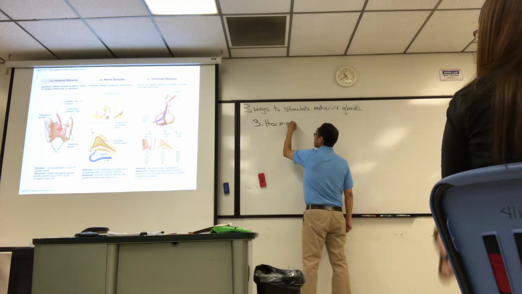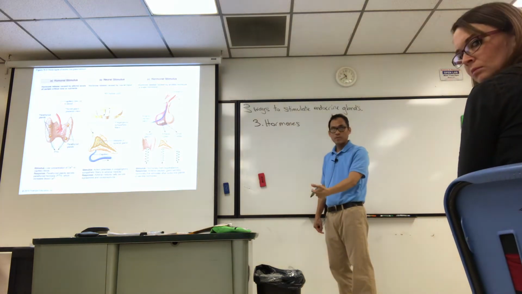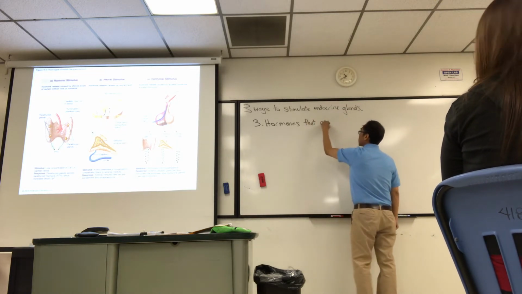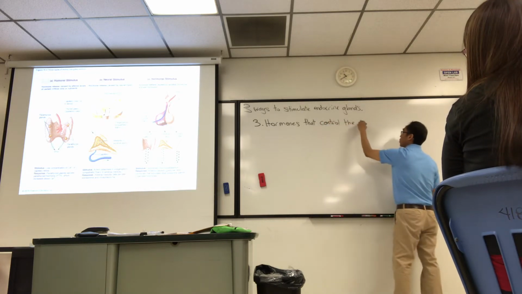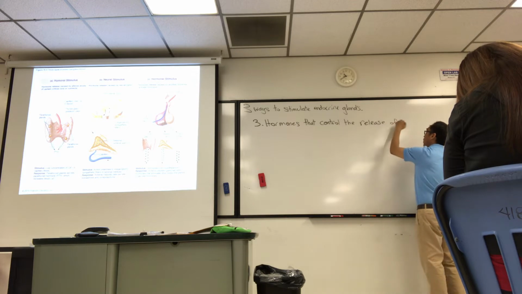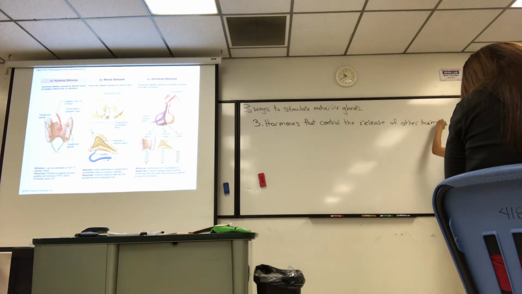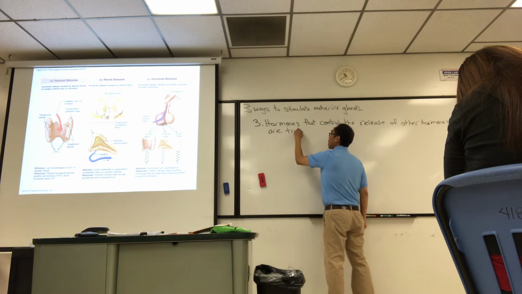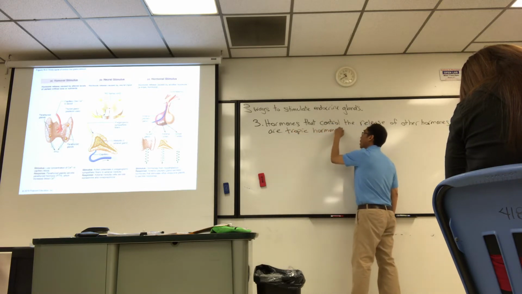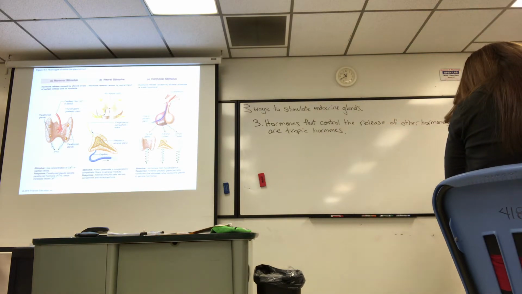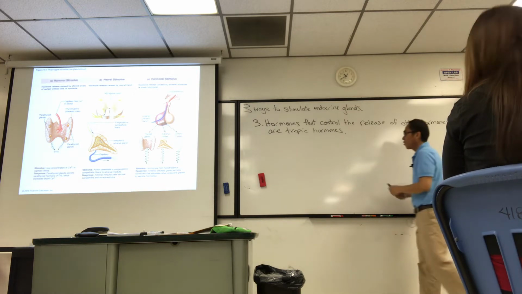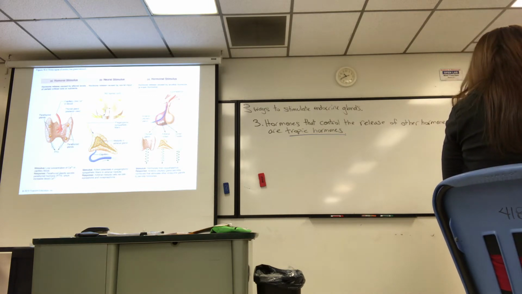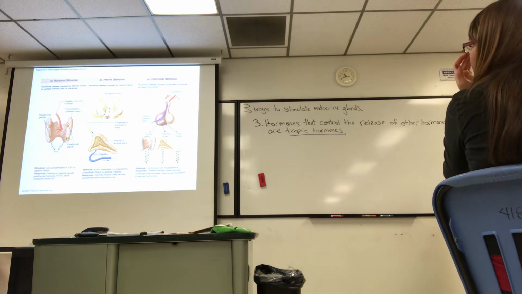Hormones that stimulate the release of other hormones are called tropic hormones, spelled tropic. Hormones that control the release of other hormones are tropic hormones. So the term is tropic hormones. They use the example of the pituitary to illustrate this concept.